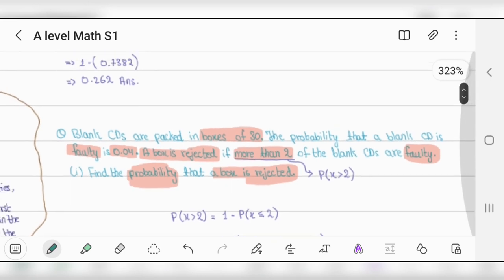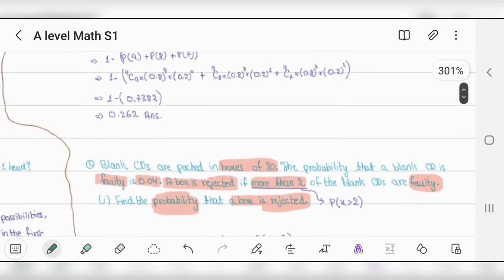Another question. The question is, blank CDs are packed in boxes of 30. The probability that a blank CD is faulty is 0.04. A box is rejected if more than 2 of the blank CDs are faulty. So there are 30 blank CDs in a box. Find the probability that the box is rejected.